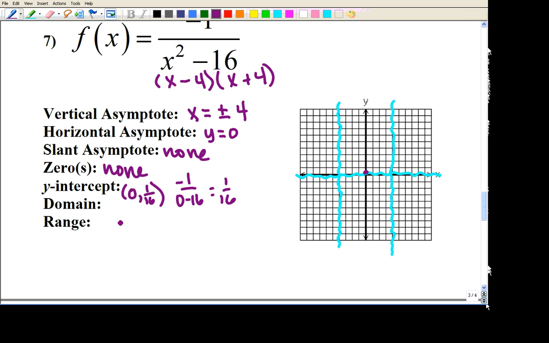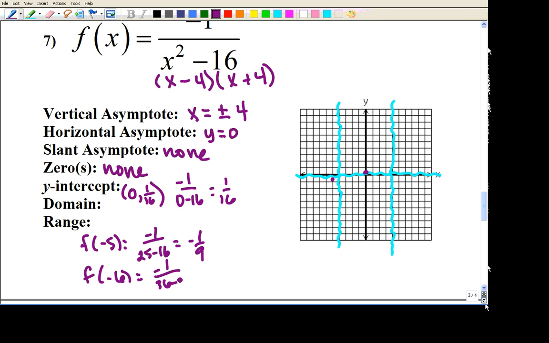So if we plug in f of, let's see, 1, 2, 3, 4, we'll go just to the left of this one, f of negative 5. We'll have negative 1 over 25 minus 16, so that's negative 1/9. So just right there. Let's get another one. If we do f of negative 6, I have negative 1 over 36 minus 16. So I have negative 1/20th. Okay, so we're getting even closer that direction. So that means that our graph on this side is probably going to do something like this.